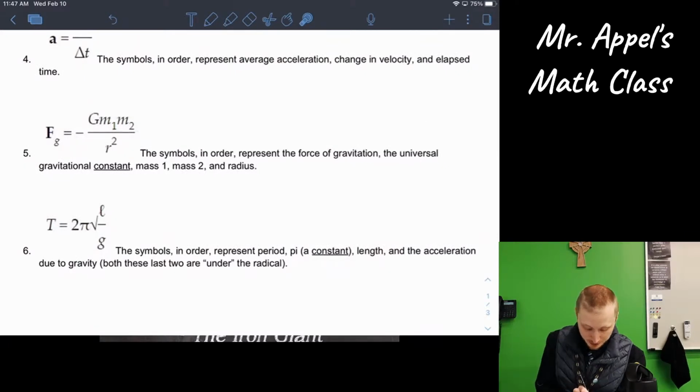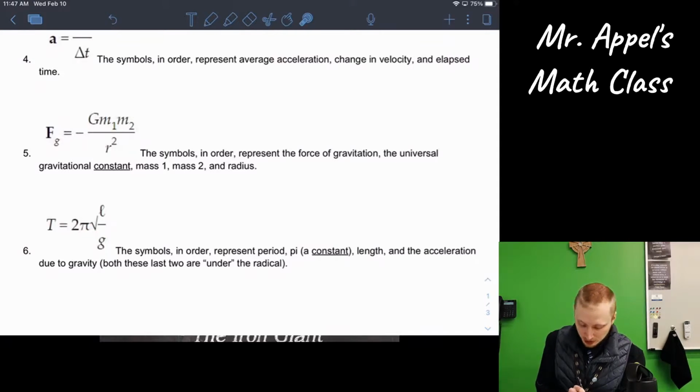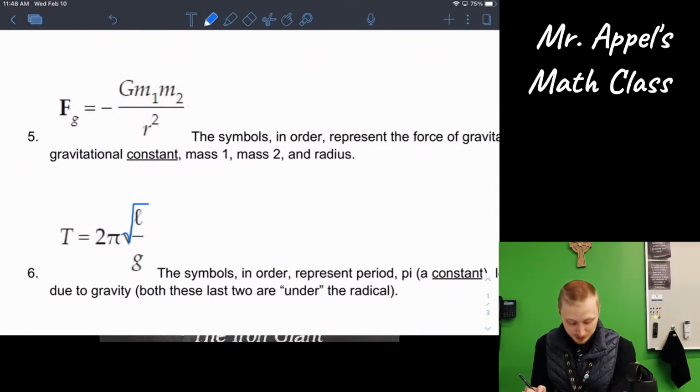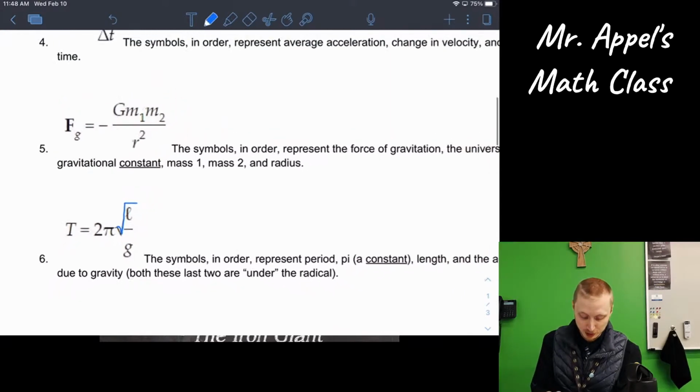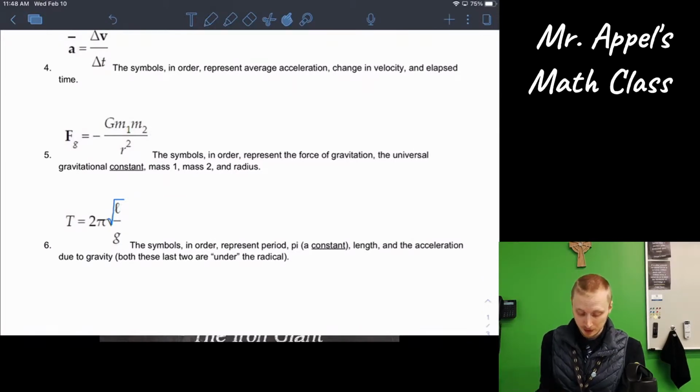And here finally we have period equals 2. I hope you can recognize 2, integer, it's a constant, right? Times pi, also constant, times the square root of length, and acceleration due to gravity. And it doesn't show up well in the computer version, but all of that is underneath the radical. The L divided by G is within the square root.